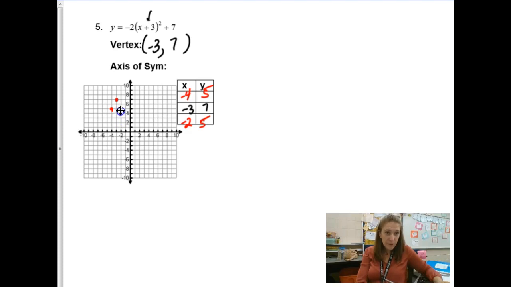Okay, apparently I need bifocals. All right. And the reason for that was my a value is negative 2, so that makes it thinner. That makes it upside down. It's been reflected is the official term.